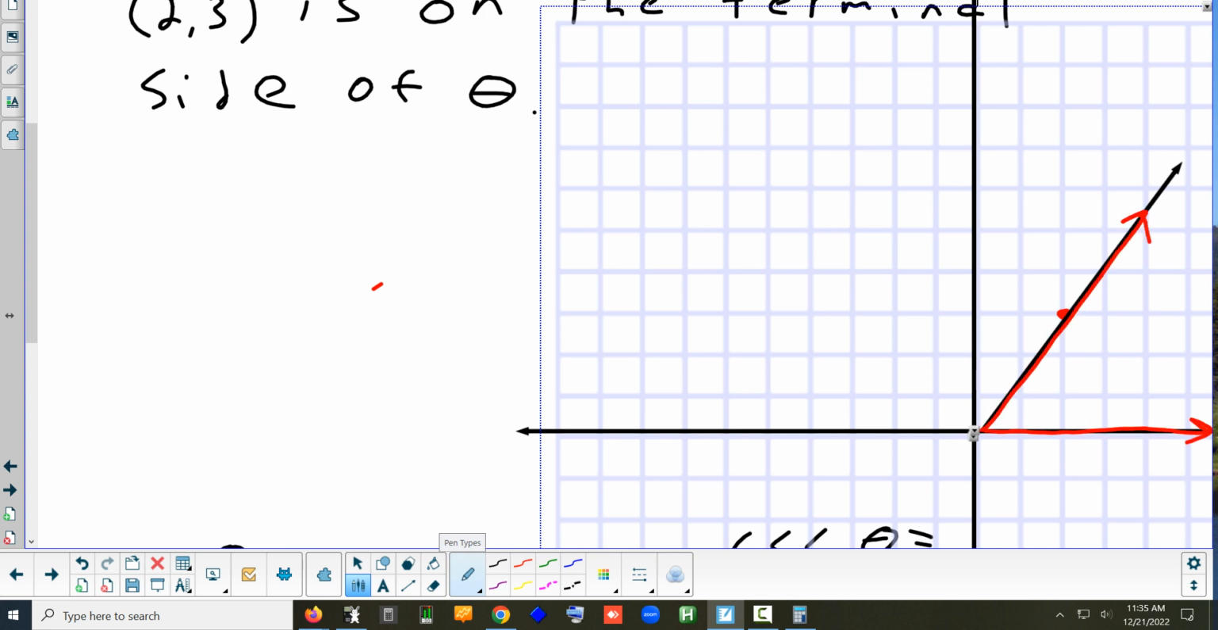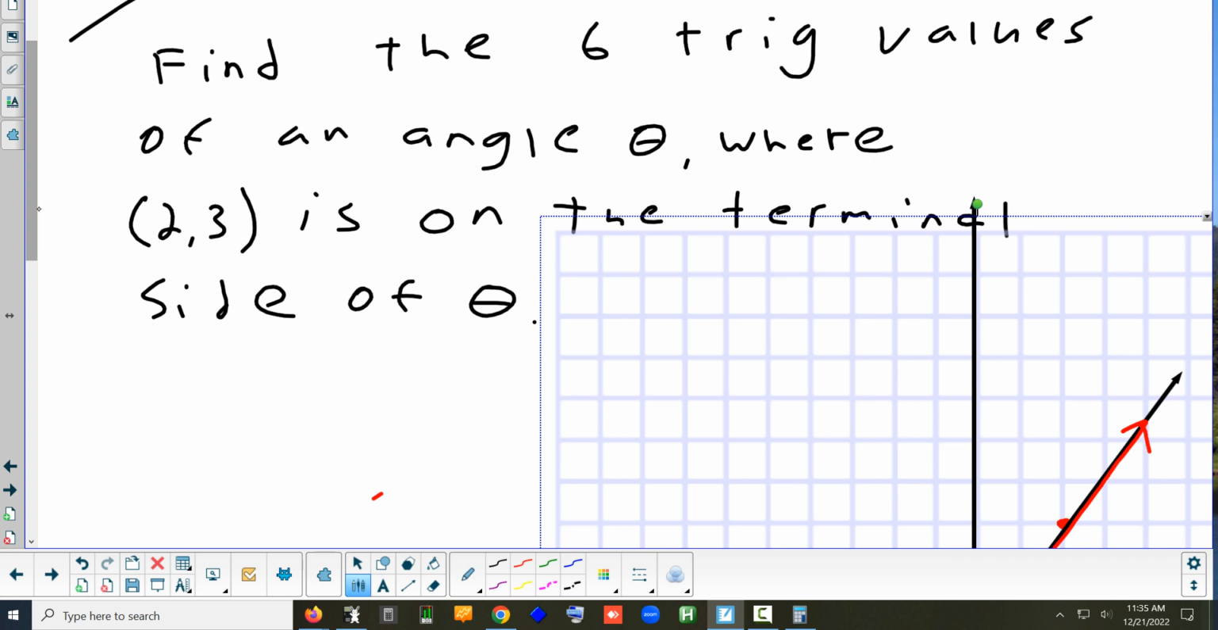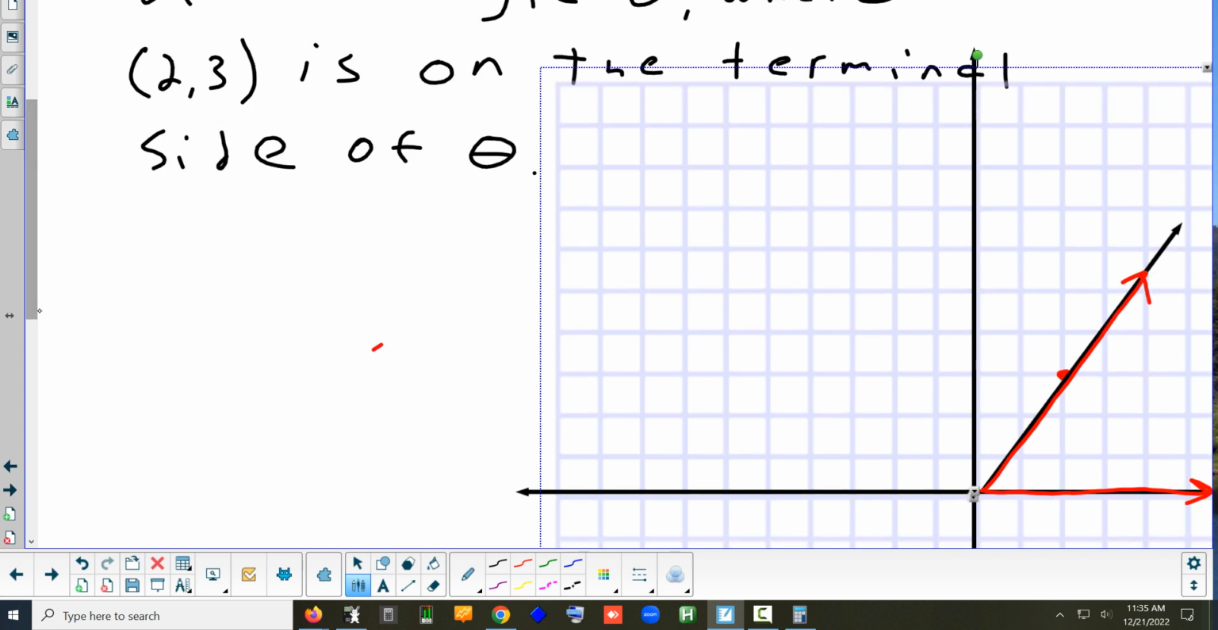Sorry, what was the full question? Find the 6 trig functions of the angle where (2, 3) is on the terminal side. So any questions on the picture? So we got a point (2, 3), and the terminal side goes right through it. And I want you to find the 6 trig functions of that angle.